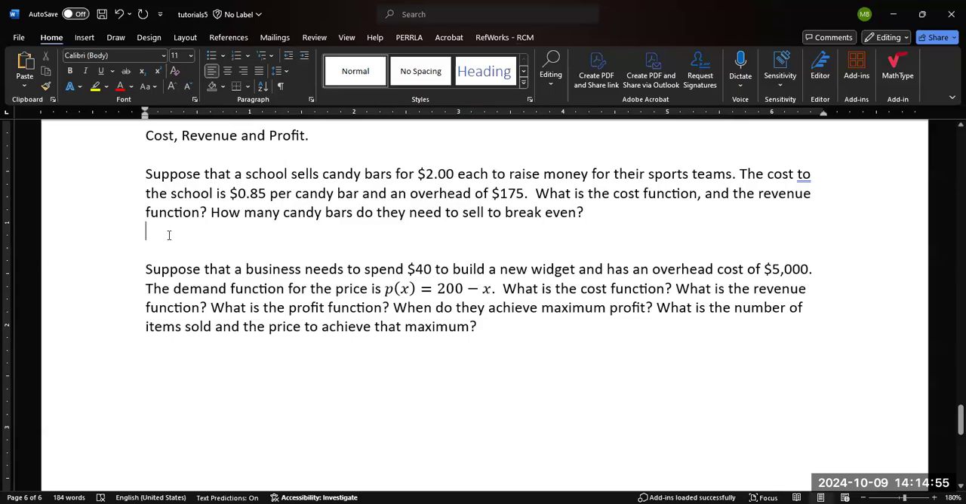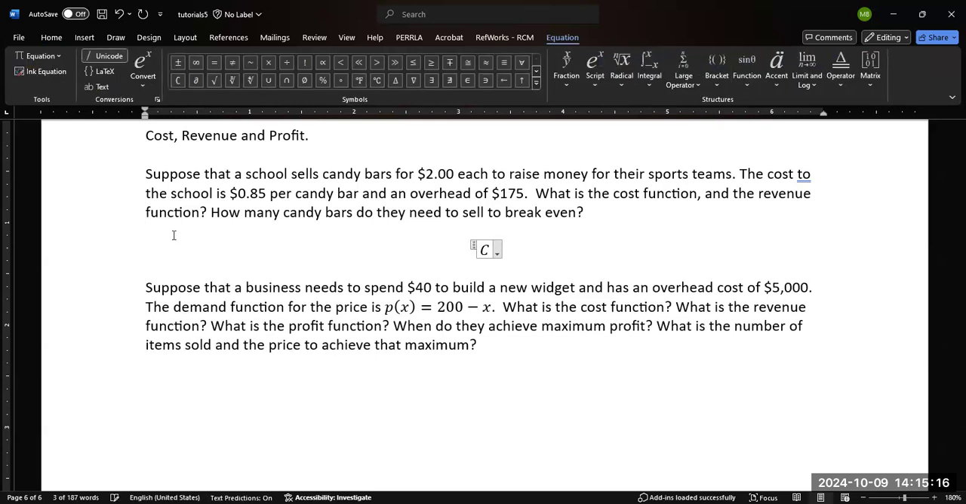All right, so in this video, we're going to be looking at two examples that involve cost, revenue, and profit. So in our first example, a school is selling candy bars for $2 each to raise money for their sports teams. The cost to the school is 85 cents per candy bar, and they have an overhead of $175.